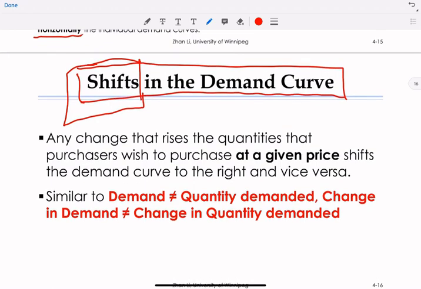By the way, because we're talking about shifts in the demand curve, you have to see that demand is not the same as quantity demanded. So change in demand is different from change in quantity demanded. Basically, change in demand means there is some shift in the demand curve. Change in quantity demanded basically means there is a change in the quantity, right? There is some change in the numbers, right?